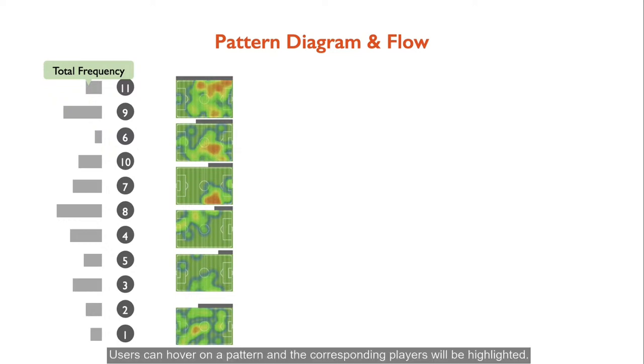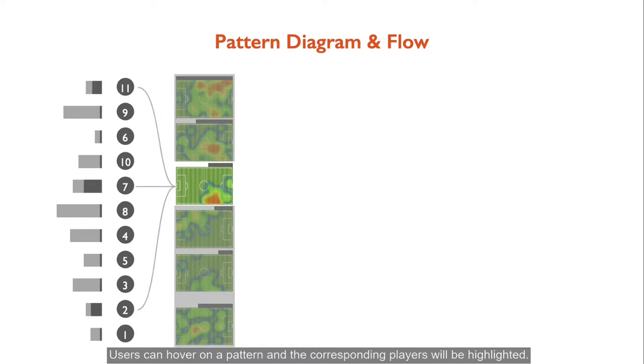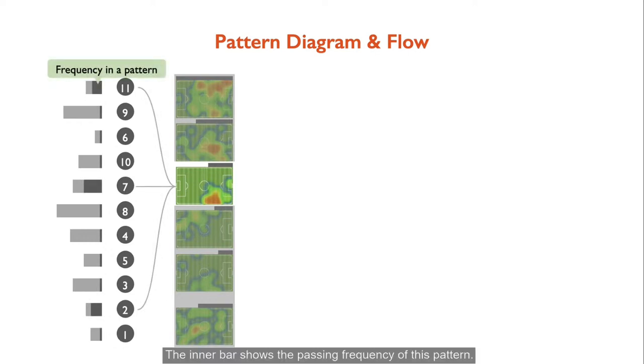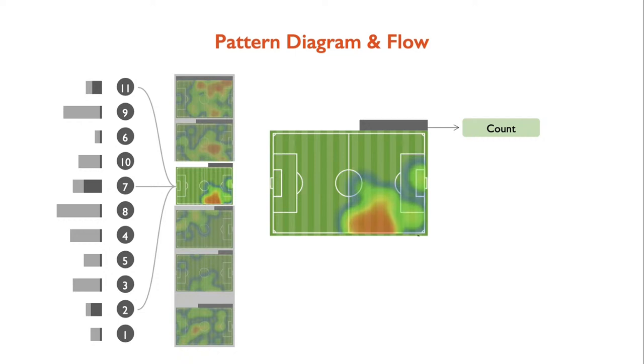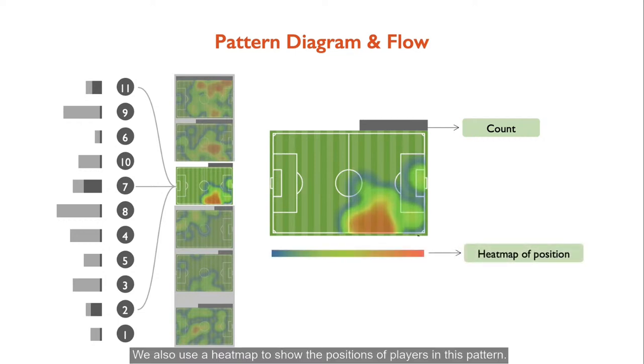Users can hover on a pattern, and the corresponding players will be highlighted. The inner bar shows the passing frequency of this pattern. On top of each pattern, we use a bar to show its frequency in a match. We also use a heat map to show the positions of players in this pattern.